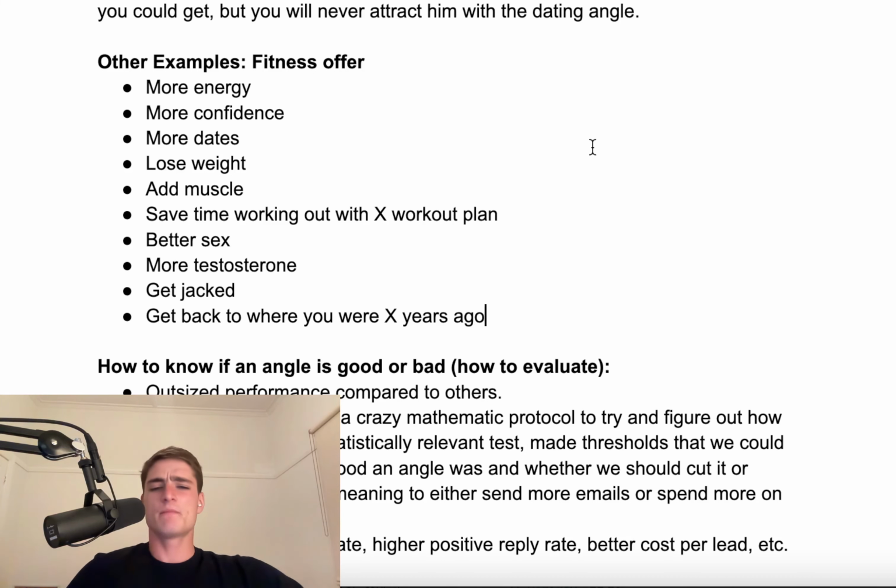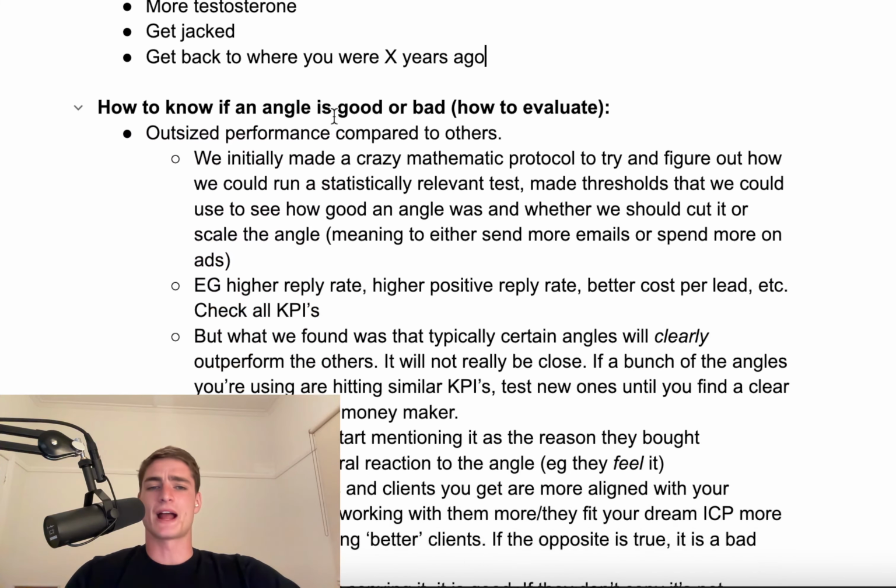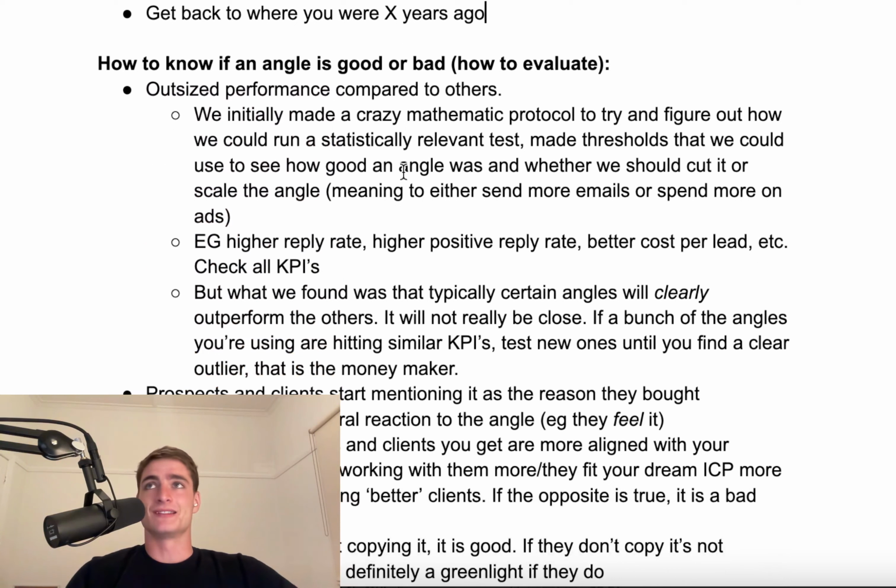But basically what I want to talk about first is how to evaluate if an angle is actually good or bad, so how to know. And obviously the number one thing is that it's going to have outsized performance compared to other angles. So what we initially did when we started running this was we made a crazy mathematic protocol to figure out how we could run a statistically relevant test. So we made thresholds and all these stats and basically said if we send this many emails, it's going to be relevant.